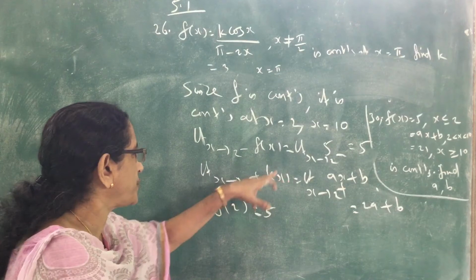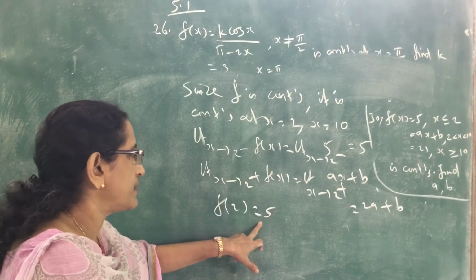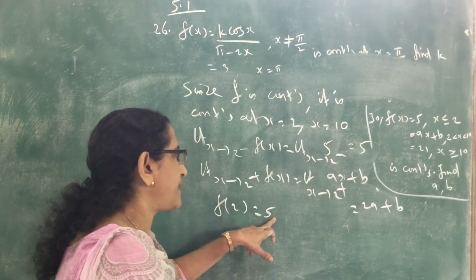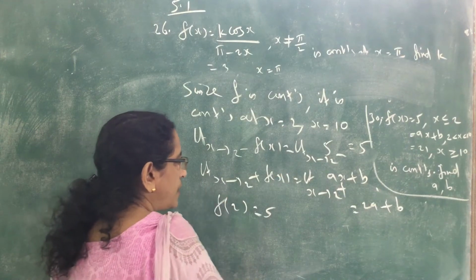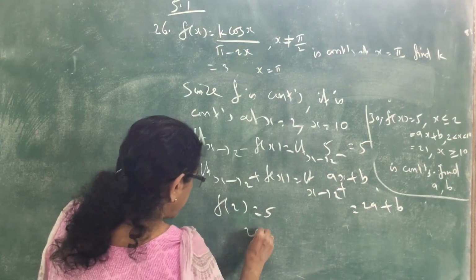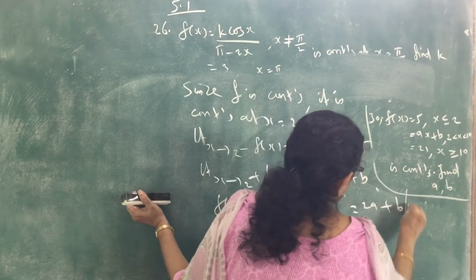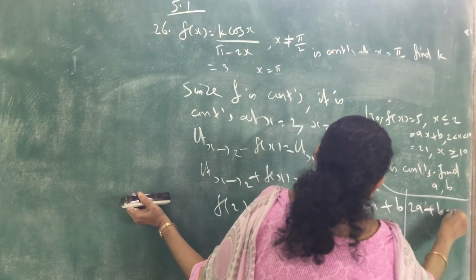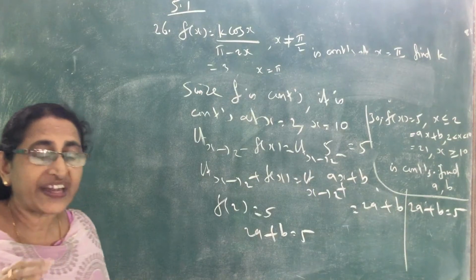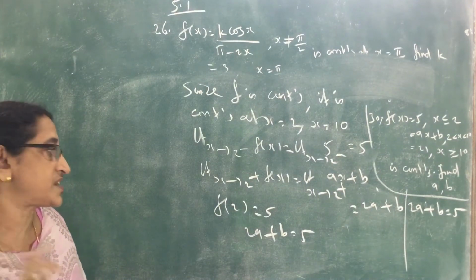Left limit equal to right limit equal to value of the function. So from these we get 2a plus b equal to 5. So we got one equation. Remember that 2a plus b equal to 5. We want to find a and b, so we want two equations.